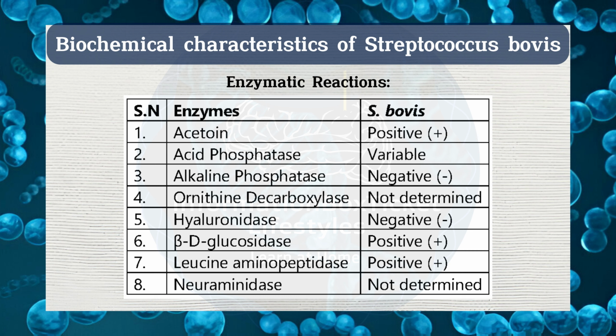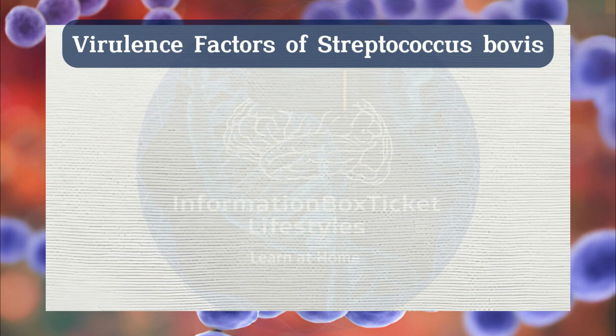The presence of acetoin-producing enzymes suggests its metabolic capabilities in certain pathways, while beta-glucosidase and leucine aminopeptidase activities indicate its ability to metabolize specific substrates. However, the enzymatic activities related to ornithine decarboxylase and neuraminidase remain undetermined, requiring further investigation for a comprehensive understanding of S. bovis's enzymatic profile. Virulence factors of Streptococcus bovis.